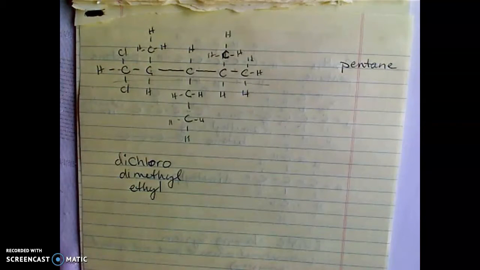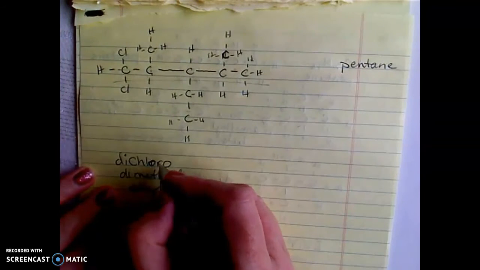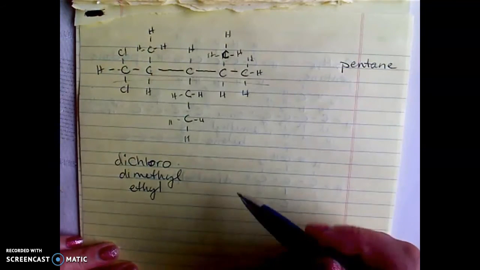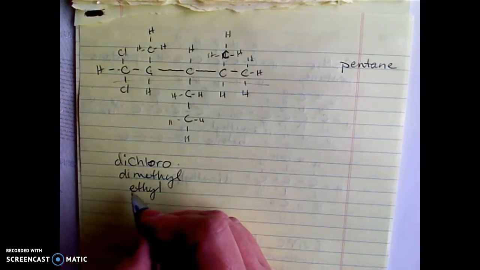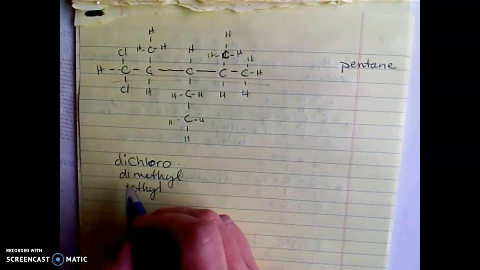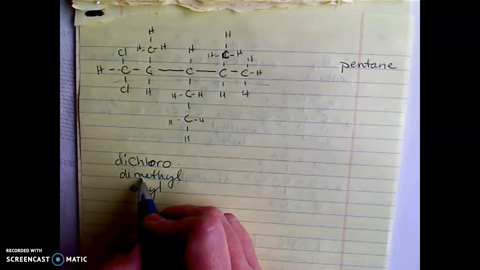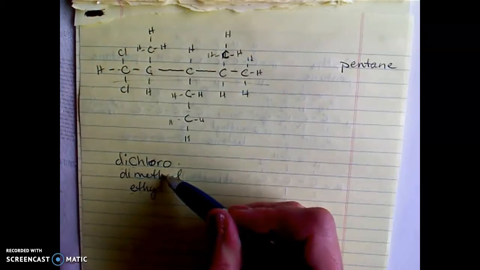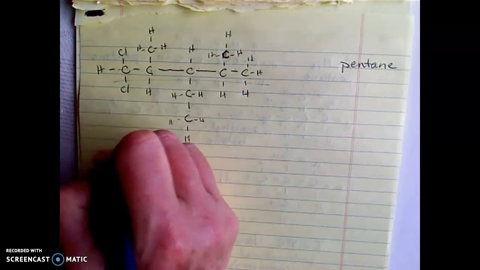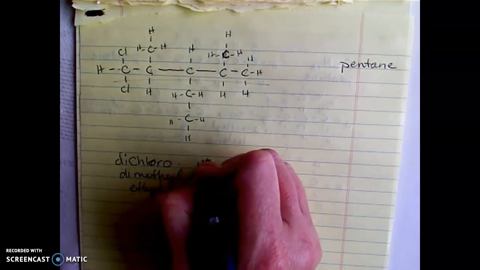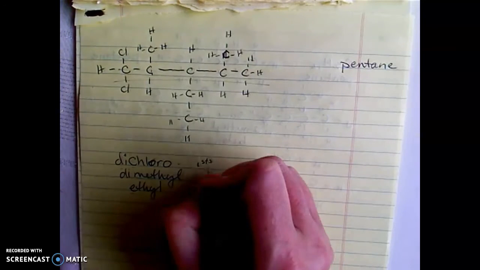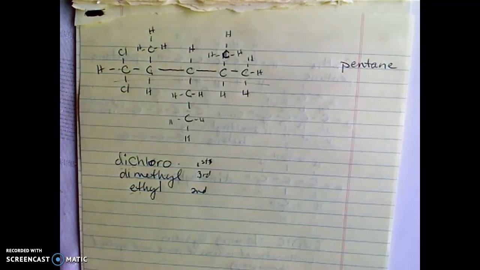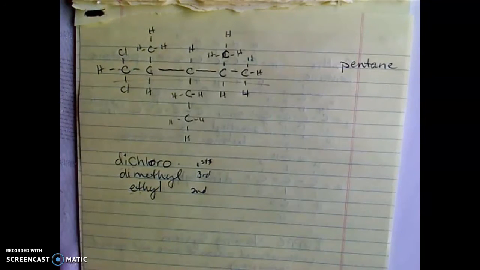But before I put them in the name, we know this would come first, so that's good. It would say dichloro, and then you have to go alphabetical. So your ethyl group is going to come first. You don't go by the prefix, you go by the actual name of the substance. So I know it's going to go dichloro, ethyl, and then dimethyl. So this one would be first in the name, this one second, this one third. And that's going to come in front of pentane.